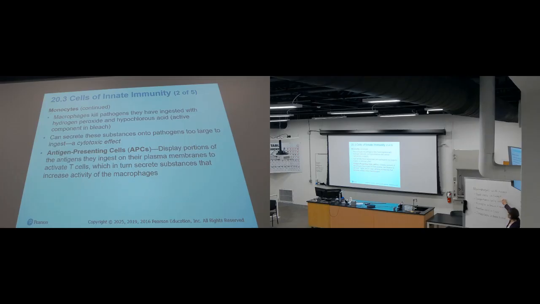If they're located in the lungs, you call them dust cells. If they're found in the skin, Langerhans cells. If it's found in the brain tissue, microglia. If it's in the liver tissue, you call it Kupffer cells. And if it's in the bone tissue, you call it osteoclast.